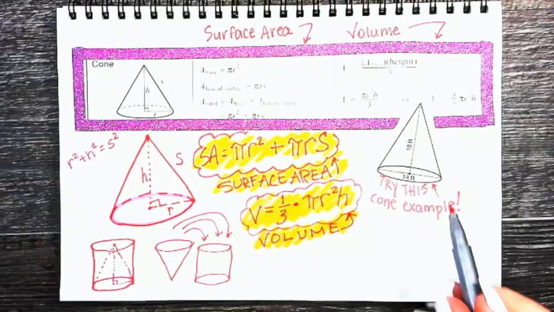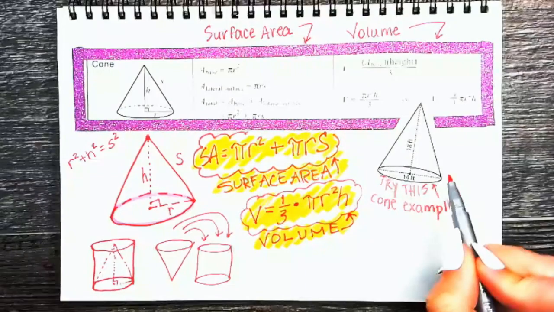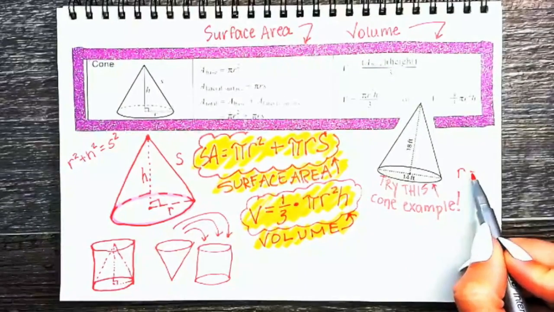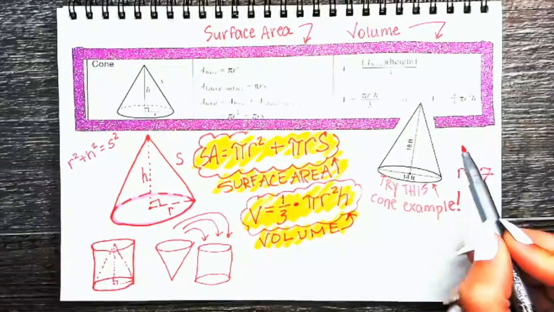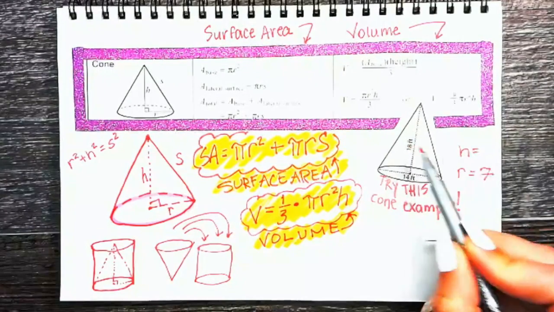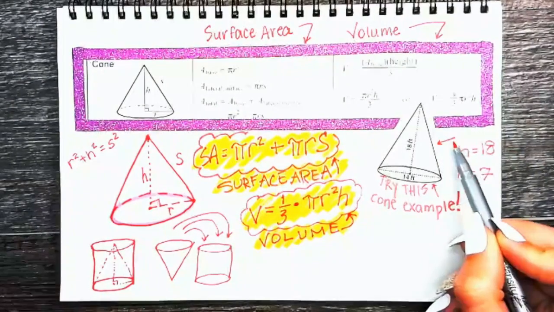Now let's try this cone example. So in this cone example, we are given the diameter. So we need to pay attention to the fact that the radius is actually going to equal 7 feet and the height is equal to 18. That's all fine. But what is the slant?